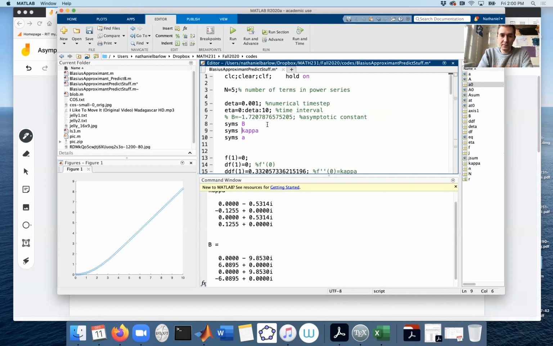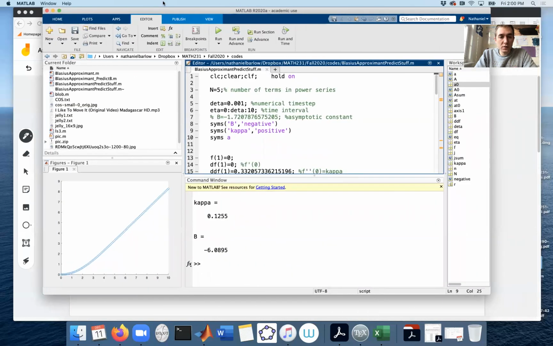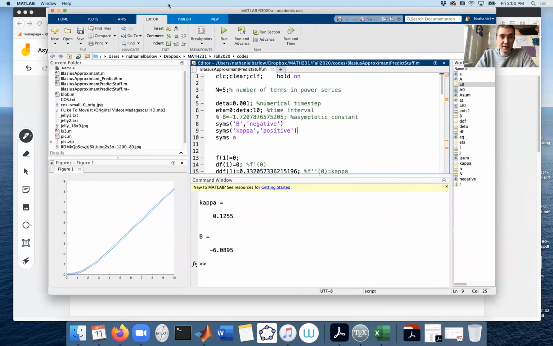So since b is negative, we'll say we only want the real, negative roots, and for kappa we only want the positive roots. Look at that. Okay, and if we want longer values, we can do format long. So it predicts kappa equaling 0.1255 and b equals negative 6.089.